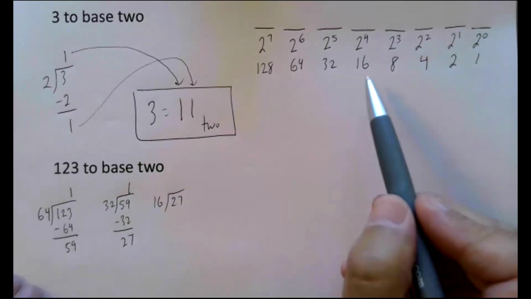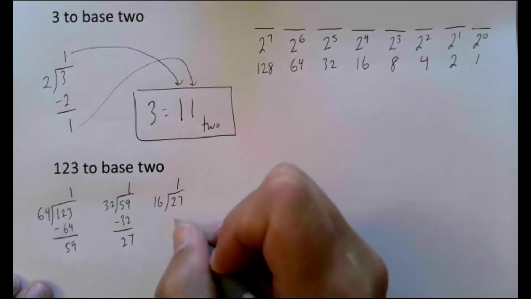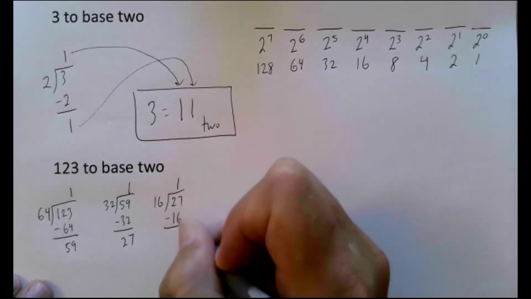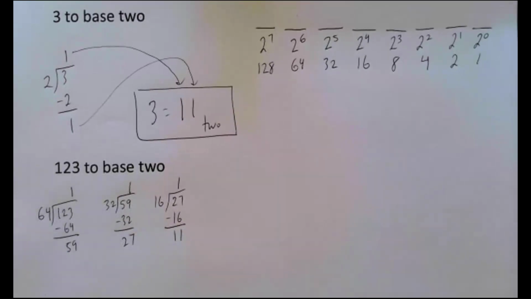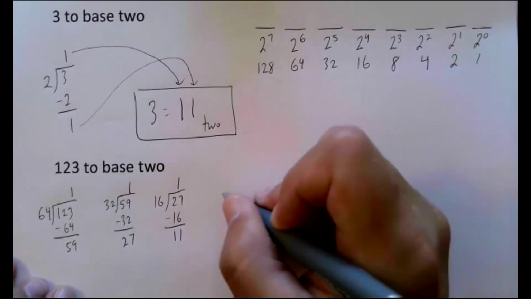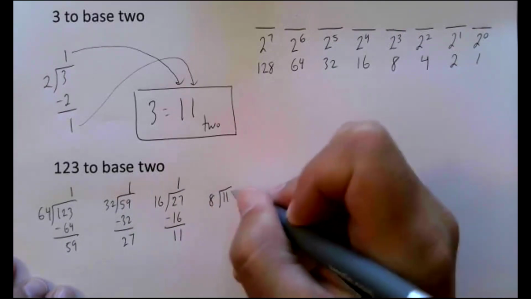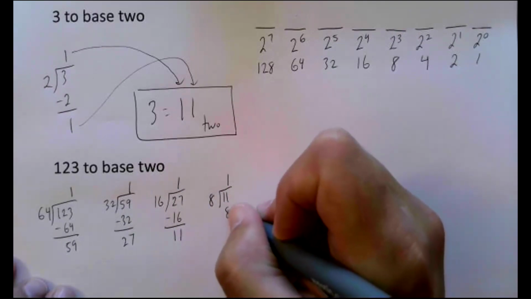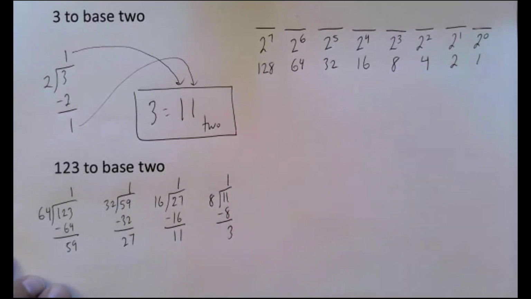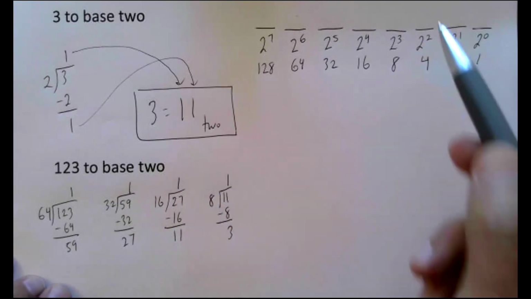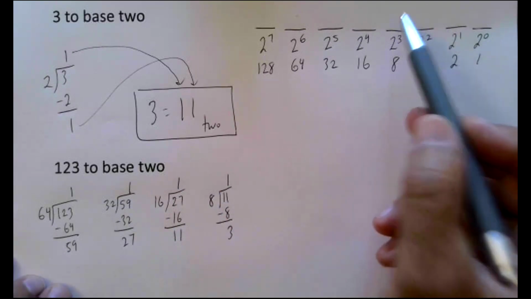In this case, divide by 16. 16 goes into 27 once. 1 times 16, remainder of 11. There's going to be a 1 in the 16's position in my answer. Take that 11, divide by the next place value over. 8 goes into 11 once. 1 times 8. Get a 3. I'm going to have a 1 in my 8's position. There will be a 1 right there in my answer.